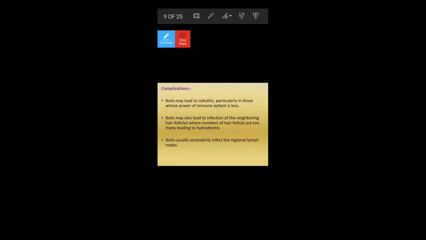We will teach carbuncle some other time, but this is how it might cause a complication, that multiple hair follicles may get infected together at the same time. The last complication is that boils usually secondarily infect the regional lymph nodes. Now this becomes a problem. Now understand the mechanism of the lymphatics. This is a system which we give very little importance to while learning physiology, but which is a very important system of your body, which is lymphatics.